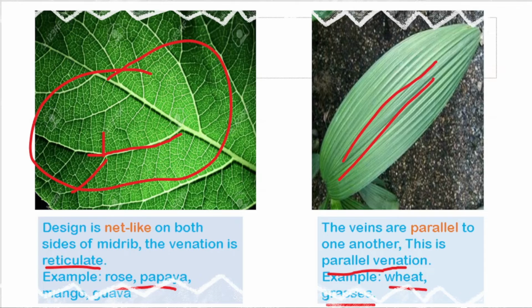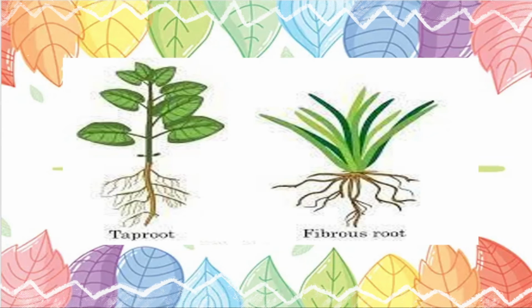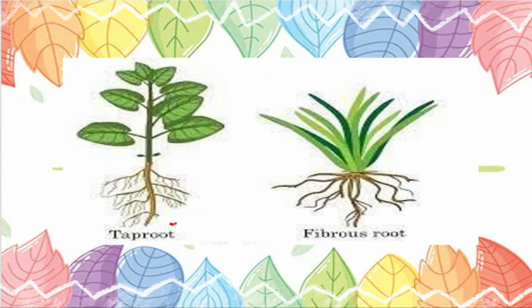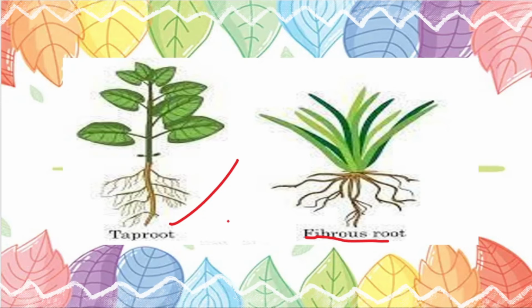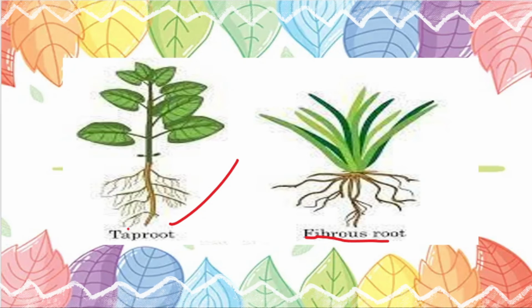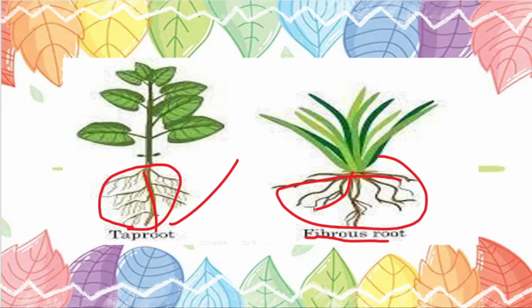Now this is all about the pattern of the leaves, the reticulate and the parallel. But let's find out one interesting fact. Do you know about the two types of root, that is tap root and the fibrous root? We have done that in the previous video. If you have not watched that video, you can go and watch about the roots now. So you can see the tap root and the fibrous root. Tap root has a single main root, and fibrous does not have any single main root.